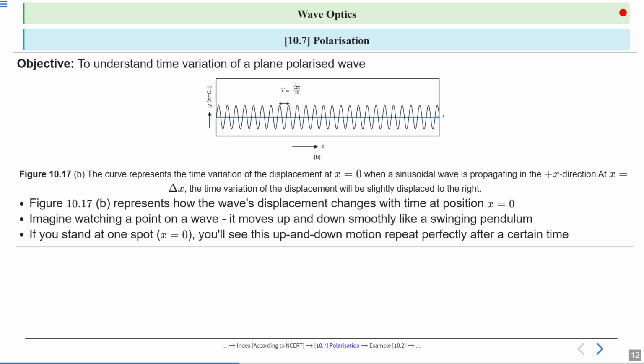If you were to stand at one spot, say x equals 0, you would observe this up and down motion repeating perfectly after a certain interval of time. That is the time period of the wave. So this repetition is known as the wave's period, and it's crucial for understanding wave behavior.